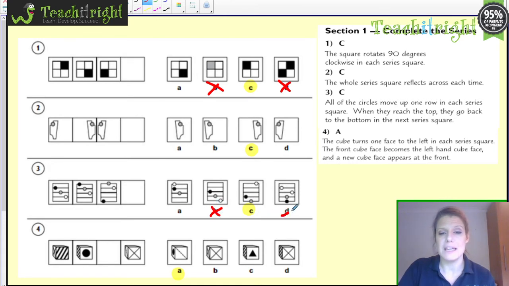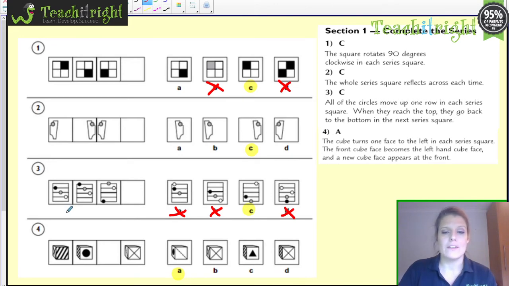So again, using elimination, if we know that the white circle needs to be at the top, we can get rid of B and D as options. And again, then we're only left with 2 choices to look at. It hasn't changed sides, it's stayed on the right, so A wouldn't be it either. And of course, the other shapes are not in the correct position.